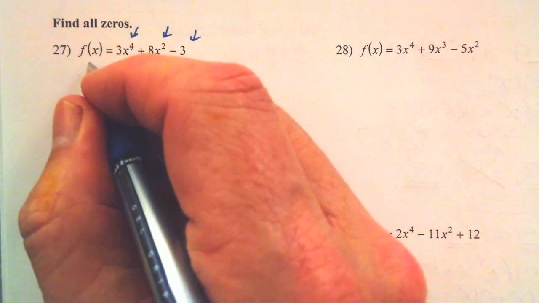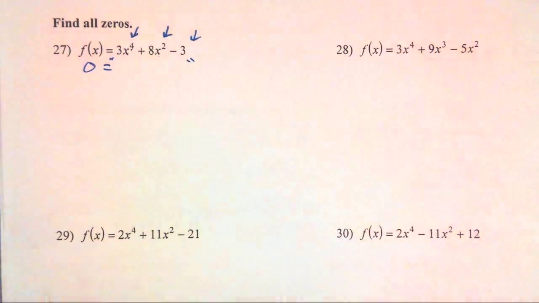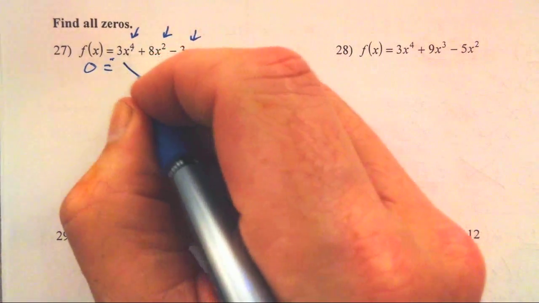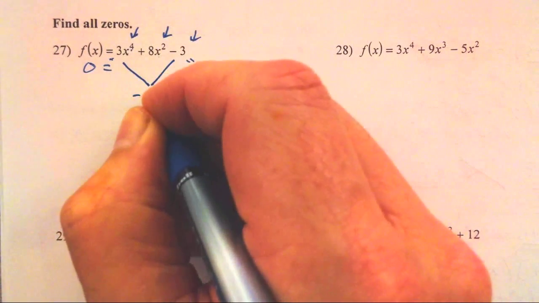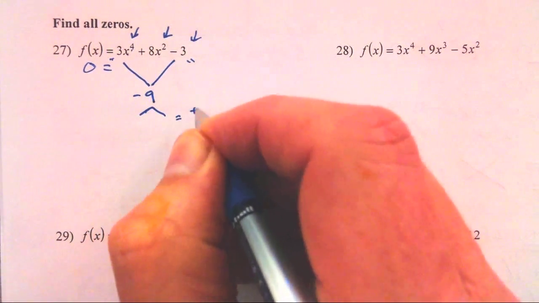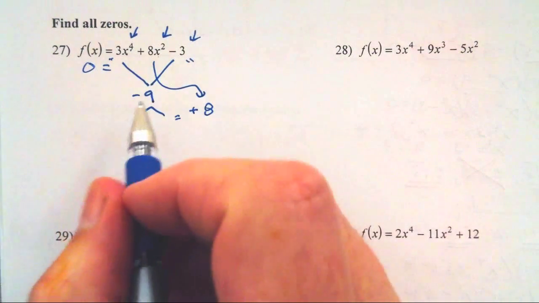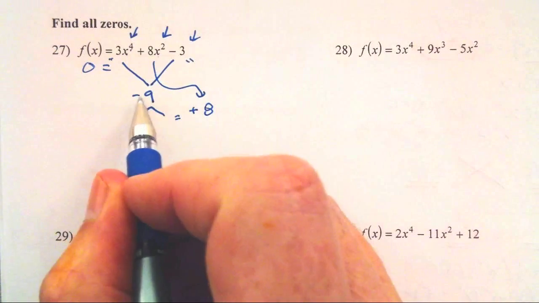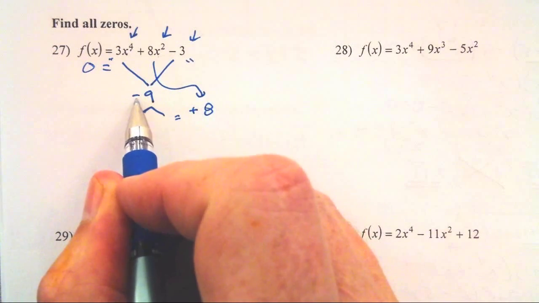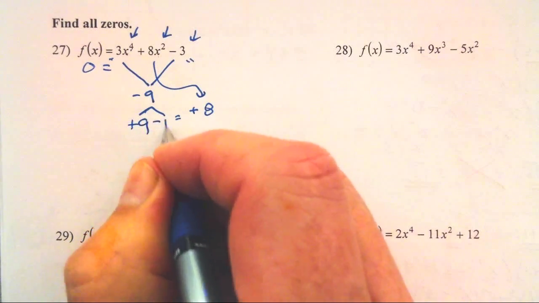To find the zeros, they're just saying 0 equals this guy. So I still want factors of negative 9 that add up to be positive 8. If they multiply to be a negative and add up to be a positive, I need a positive and a negative. Positive 9, negative 1.